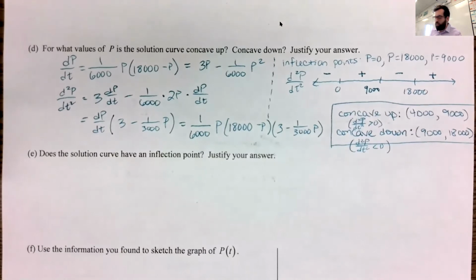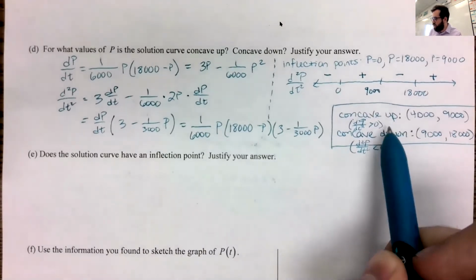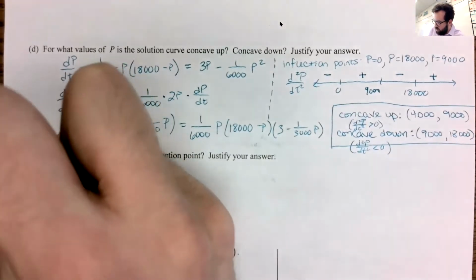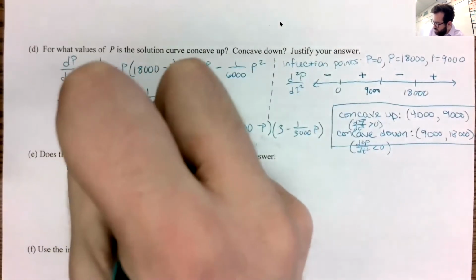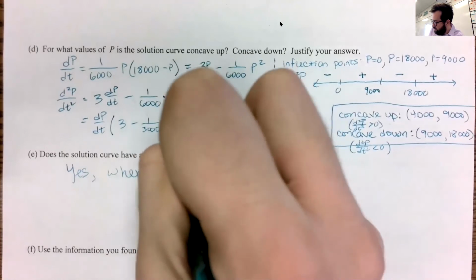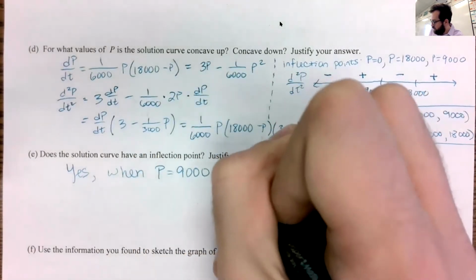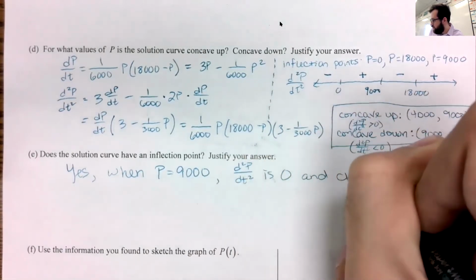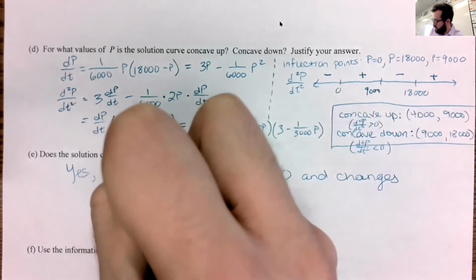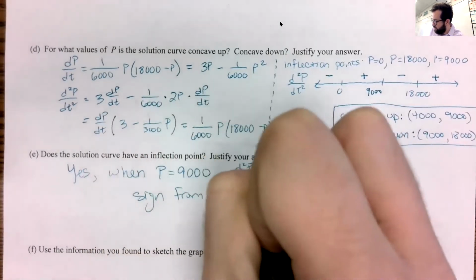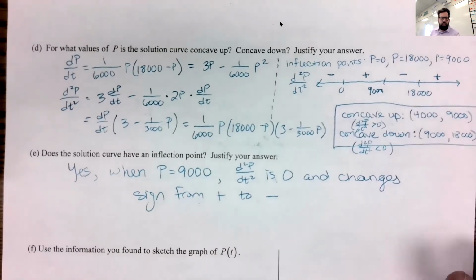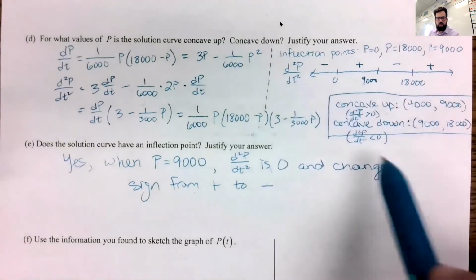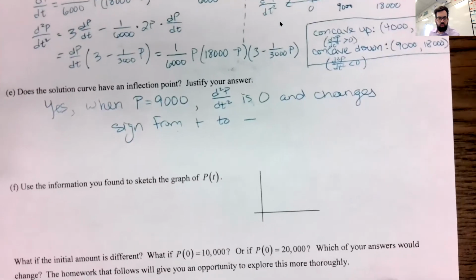Does the solution curve have an inflection point? Yes, we switched from concave up to concave down at around, well, not at exactly 9,000. So we would say yes. When P equals 9,000, the second derivative is 0 and changes sign from positive to negative. We saw that up in letter D. So we have one inflection point. The other possible inflection points aren't actually in our solution set, so we don't have to include those.